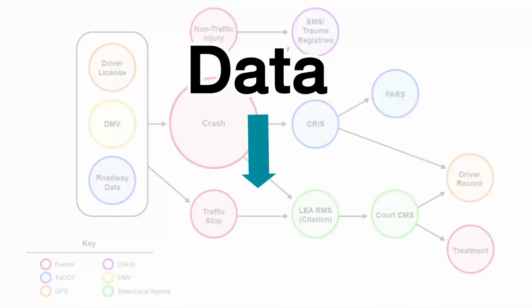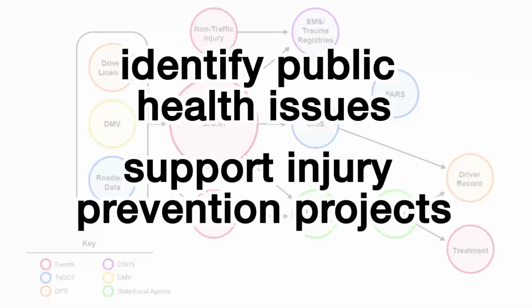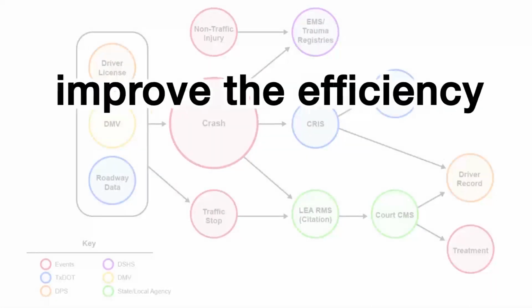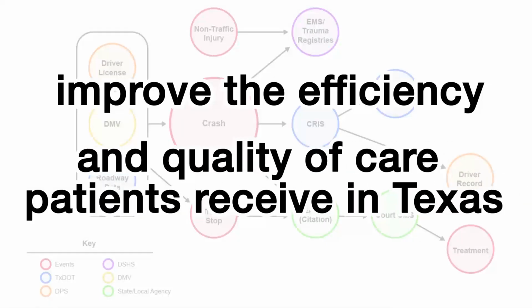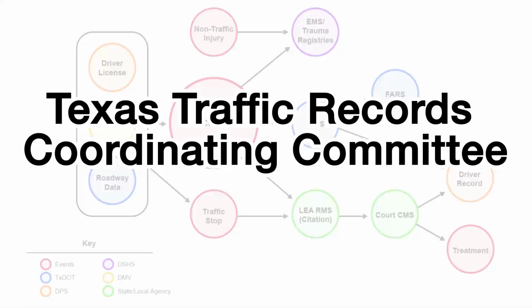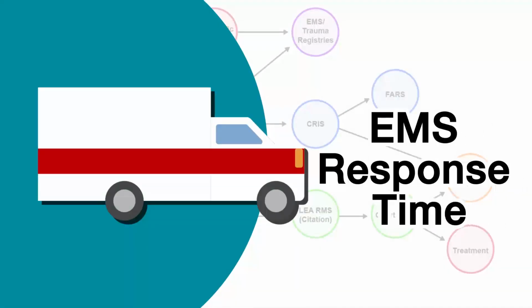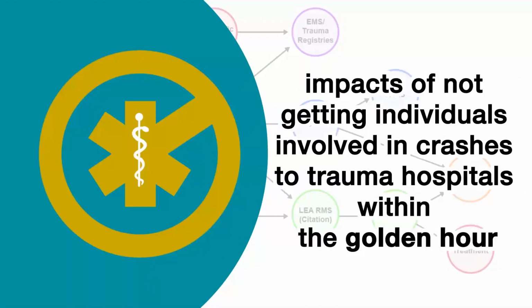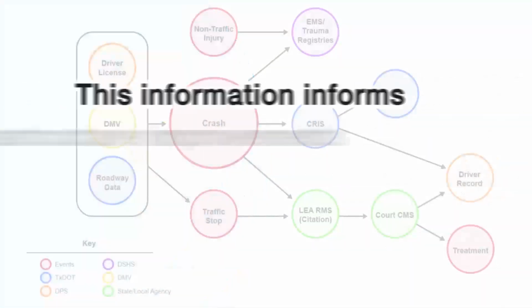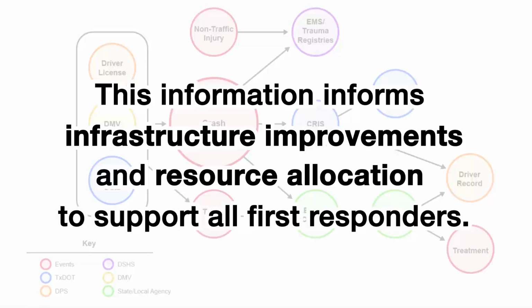The purpose of registries is to monitor and analyze the EMS and trauma care systems. Data is used to perform epidemiological investigations to identify public health issues and support injury prevention projects, which ultimately improve the efficiency and quality of care that patients receive in Texas. This data is used by the Texas Traffic Records Coordinating Committee to investigate a variety of traffic safety-related issues, including the examination of EMS response time and impacts of not getting individuals involved in crashes to trauma hospitals within the golden hour. This information informs infrastructure improvements and resource allocation to support all first responders.